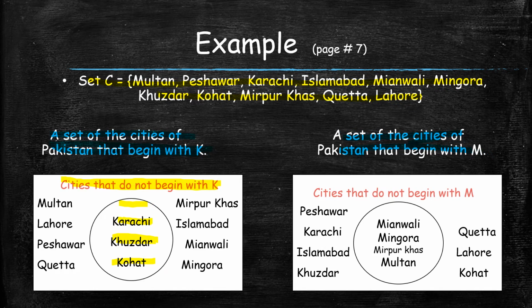This Venn diagram is on cities that begin with the letter M, and outside the circle we have written cities that do not begin with M. So this is how you make a Venn diagram. I hope now the concept of Venn diagram is clear.